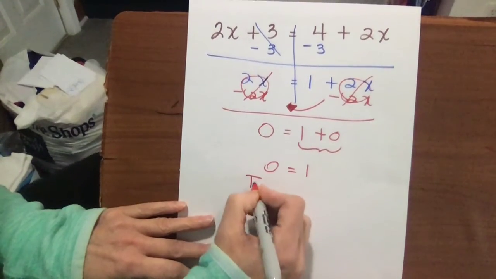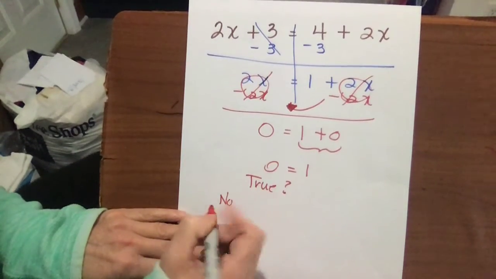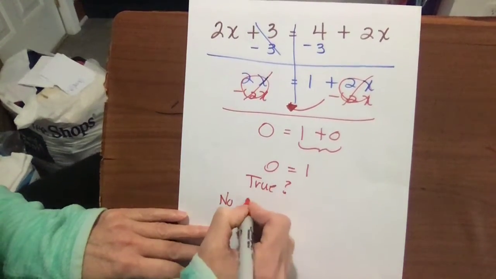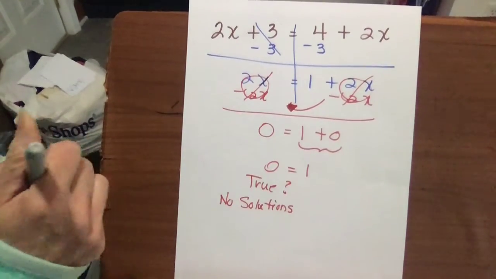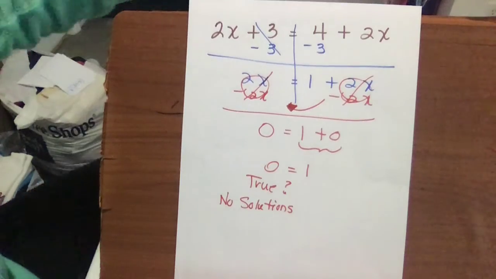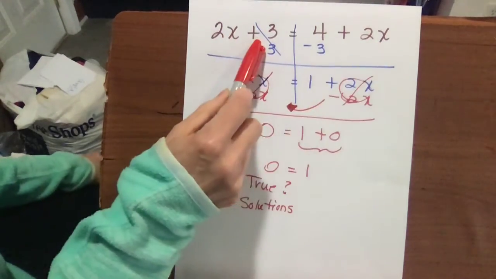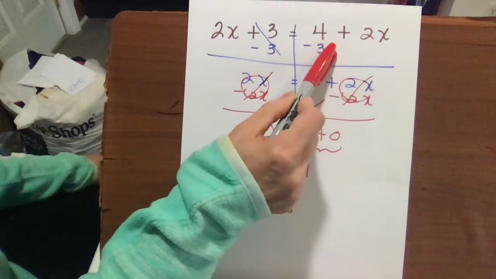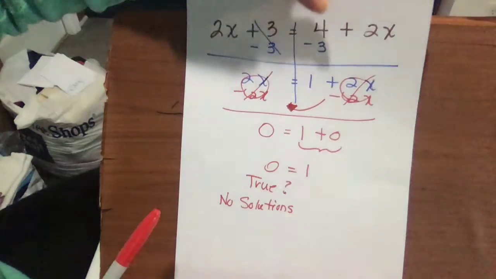The question is, is this true? And the answer is no. 0 does not equal 1, so no solution. No numbers in the real number system will work to solve this equation. And as we said in the beginning, if I have 2x on each side, and on one side I'm adding 3, and on the other side I'm adding 4, that's not equal. So no solution.